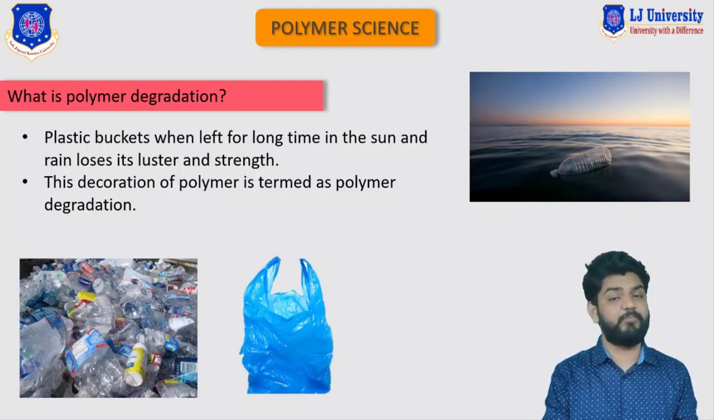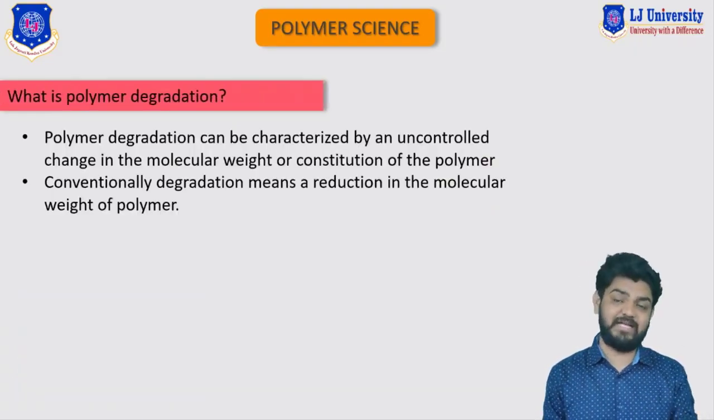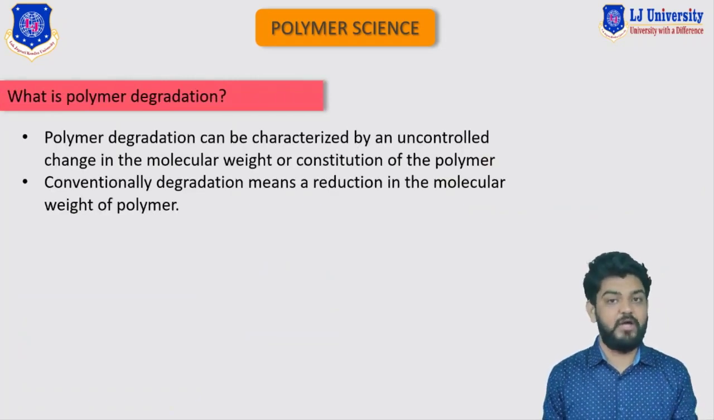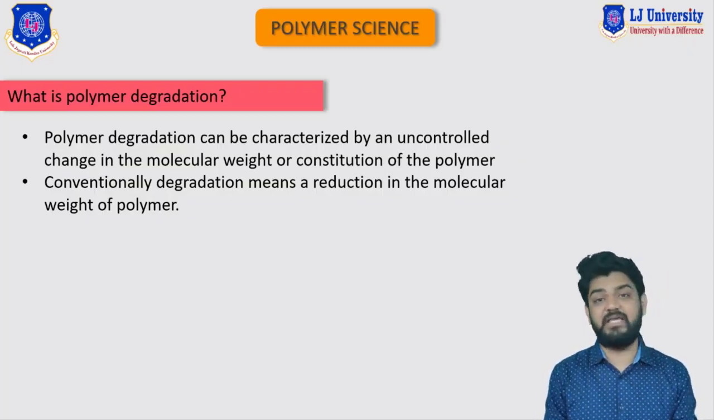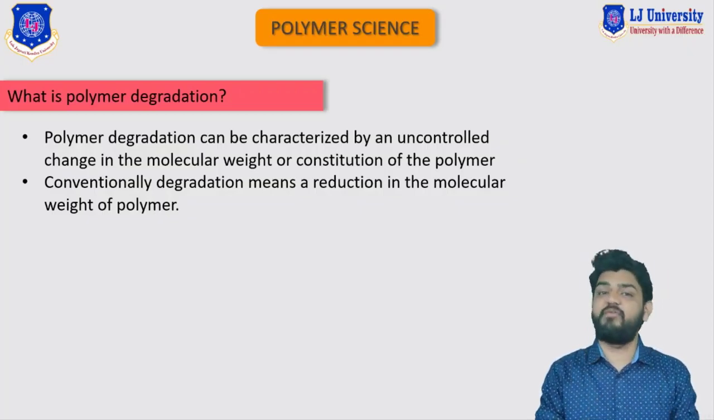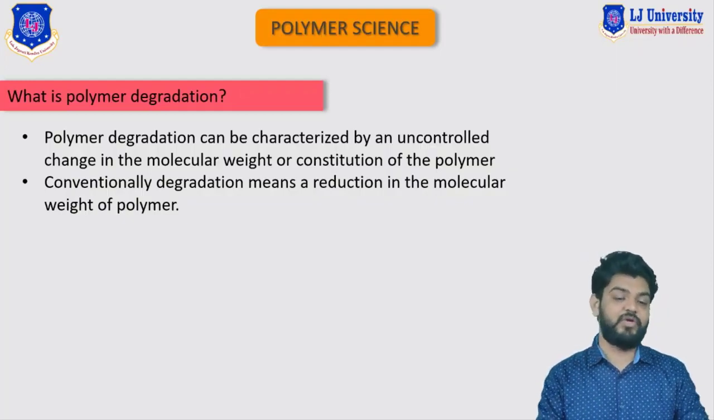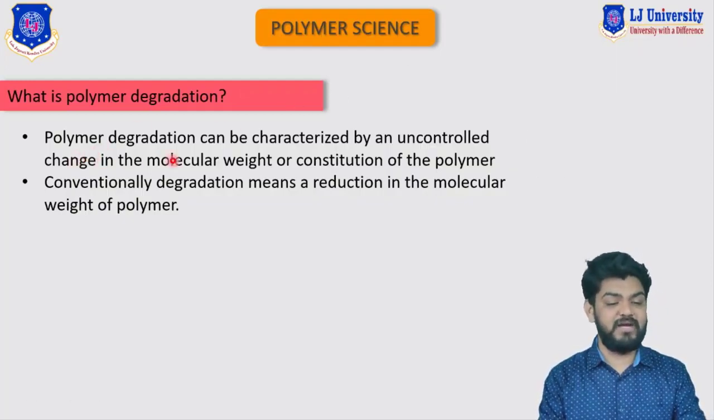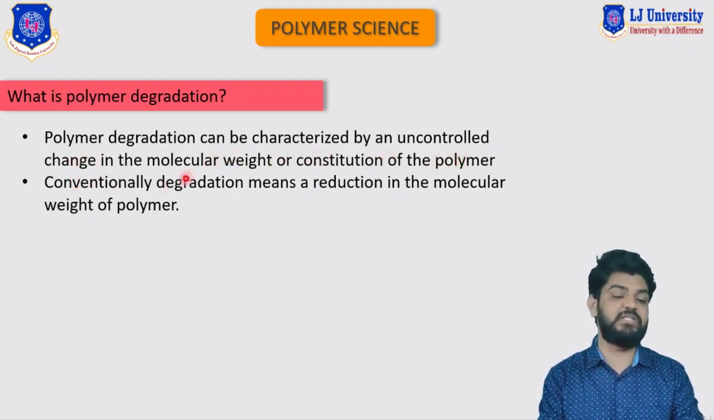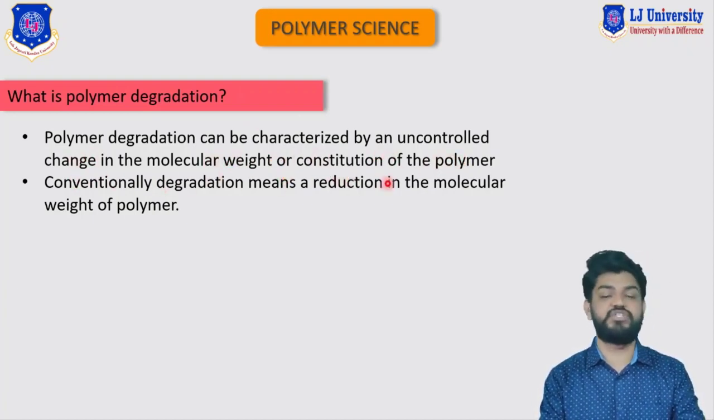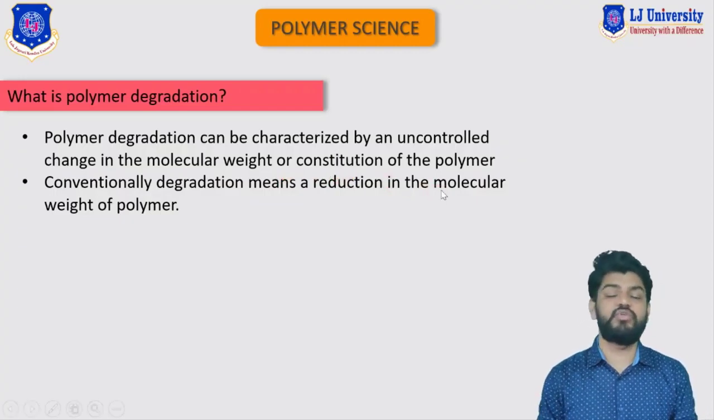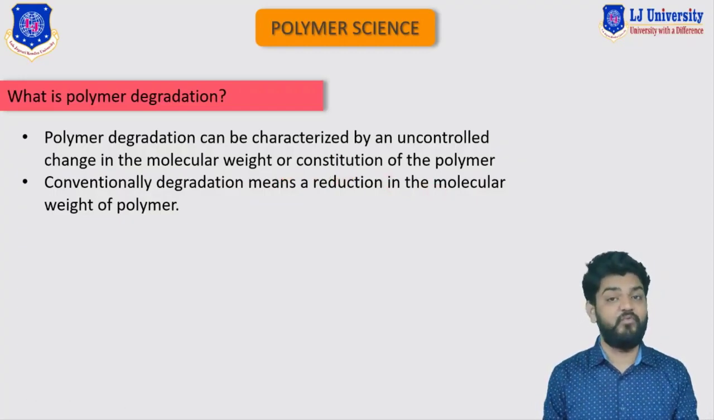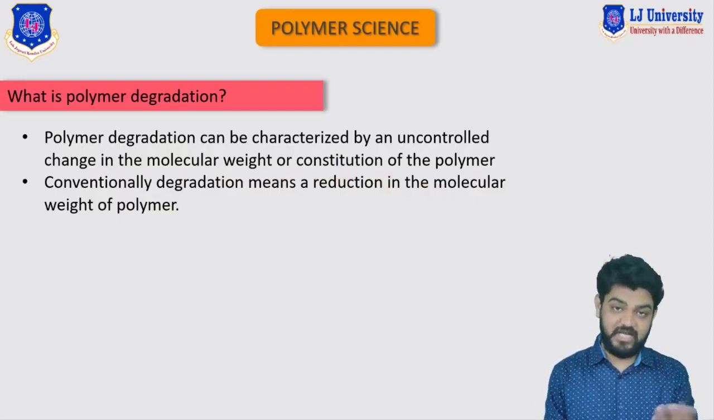Now polymer degradation can be characterized or identified by a change in its molecular weight. Mainly, polymer degradation is the reduction in the molecular weight of the polymer. You can see that polymer degradation can be characterized by an uncontrollable change in the molecular weight or constitution of the polymer. So the structure of the polymer will be changed because of this degradation.